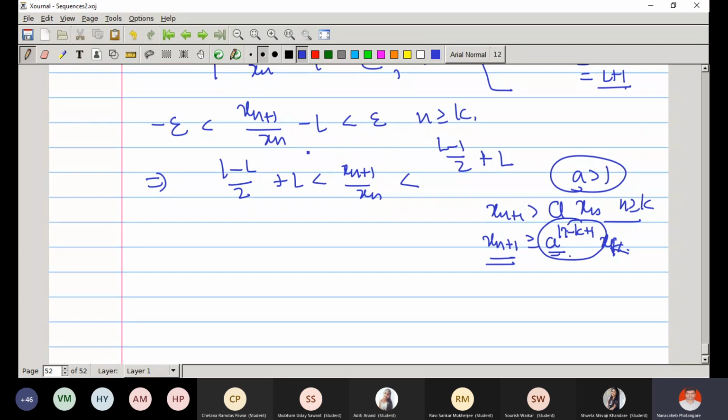Next time we'll see some problems on how to apply this technique to find limits. Alright, so is it clear? Yes, sir. Okay, you think about it. Next time we'll see.